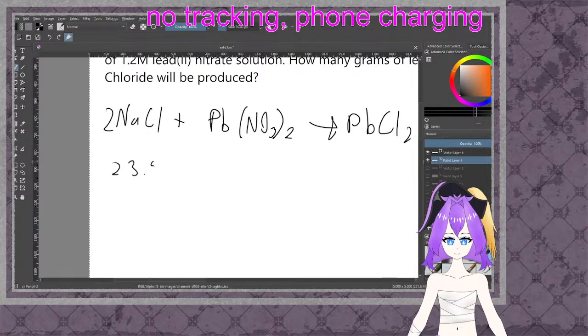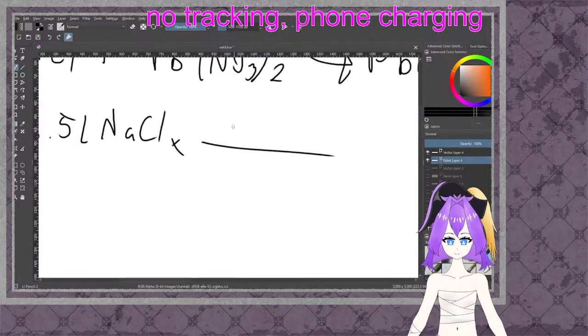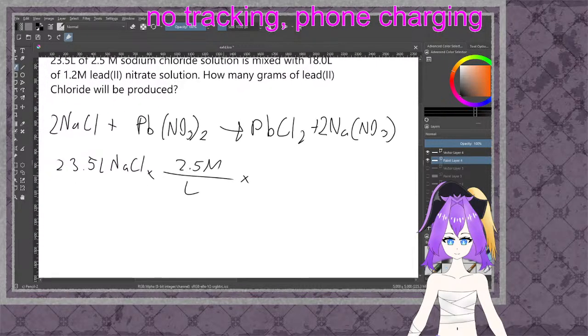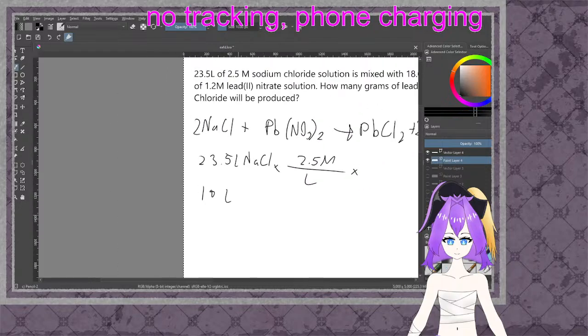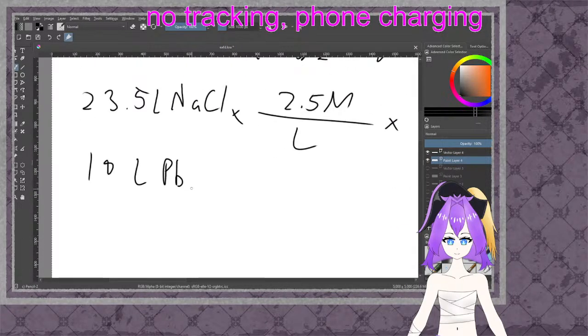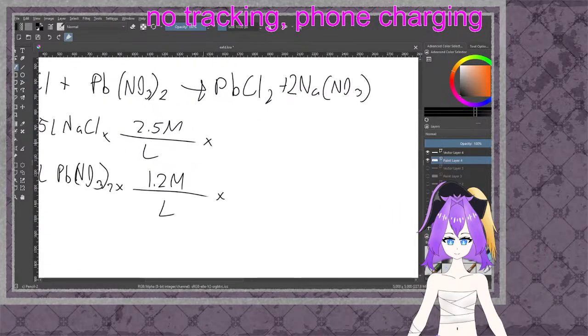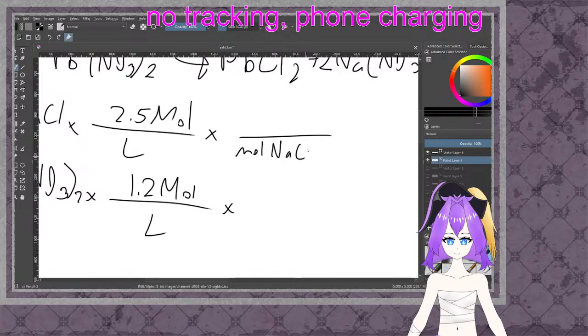So we start with 23.5 whole liters of sodium chloride, 2.5 molar, which is super nice. It's mixed with 1.2. Wait, yes, we're given both values, so we need to deal with the limiting reactant here. Let's do these in parallel. 18 liters of lead nitrate times 1.2. Yes, we have to use the limiting reactant. Moles, and then moles of NaCl.